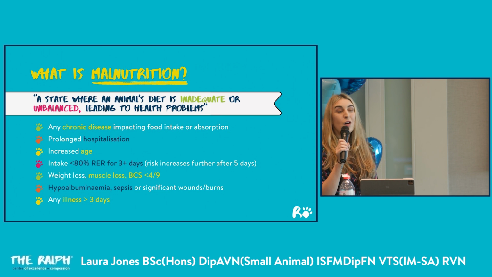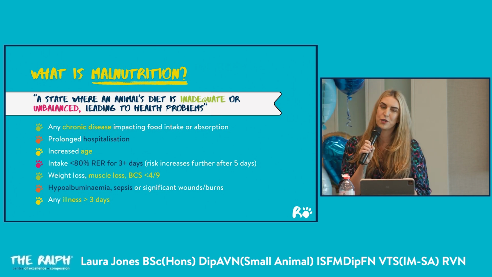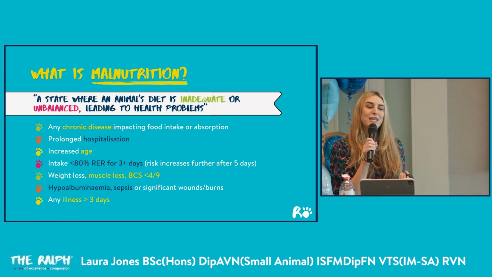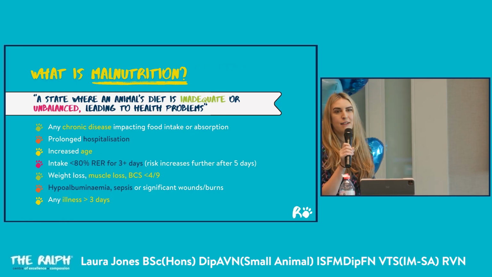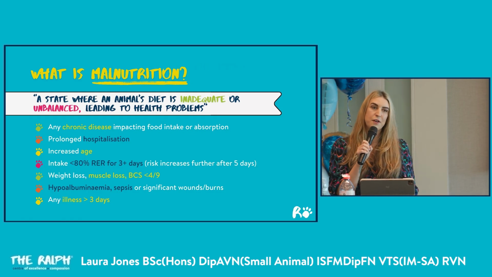So patients that are at the highest risk of developing malnutrition are those with any kind of chronic disease that impacts either the absorption or intake of food, patients with prolonged hospitalisation, those at an increased age, and those who are consuming less than 80% of their resting energy requirement for 3 days. And that risk increases further after 5 days.